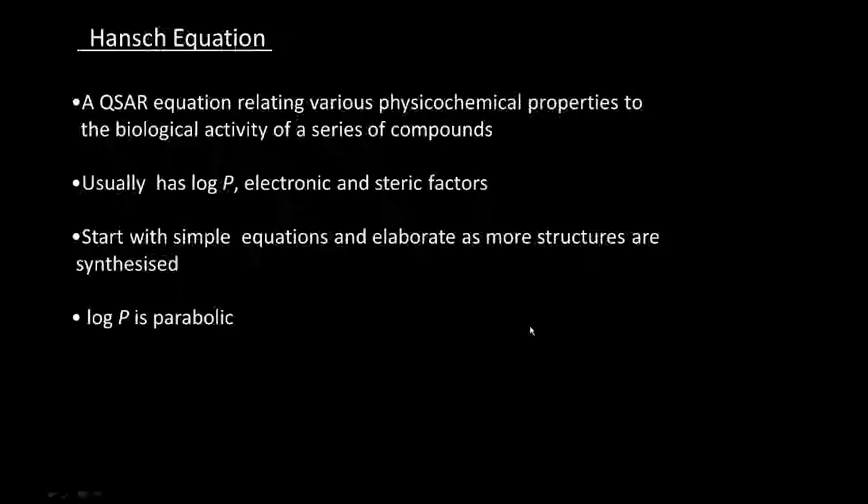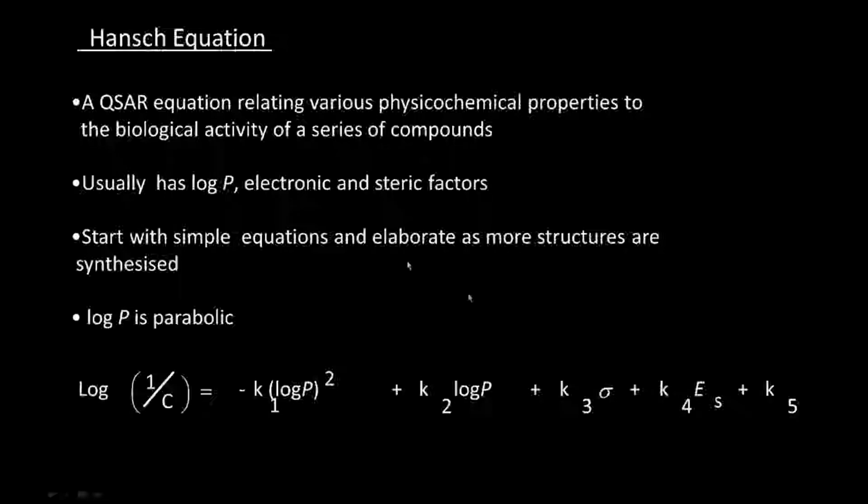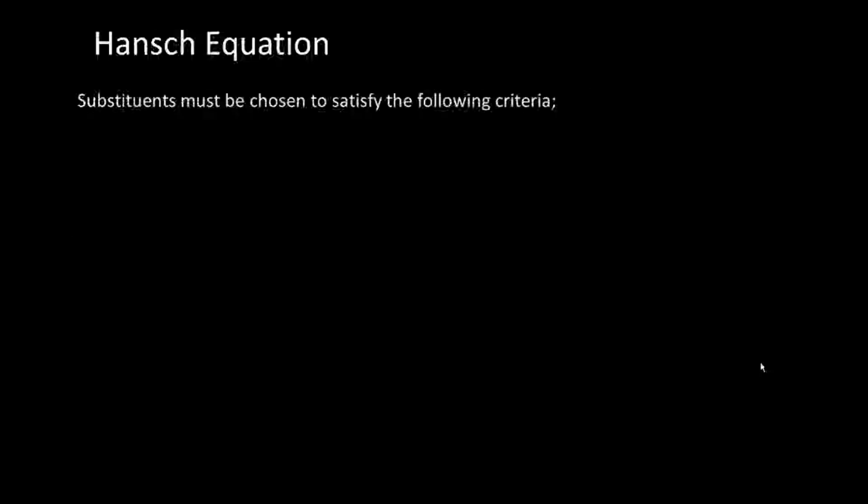So you may start with a simple relationship like activity on the left hand side, and on the right hand side log P, where we have a parabolic type of relation. It need not be parabolic all the time, but it can be linear also. Then we have the electronic term, then we have the steric effect, and this is a constant. That's the Hansch equation. Generally, Hansch suggests this.